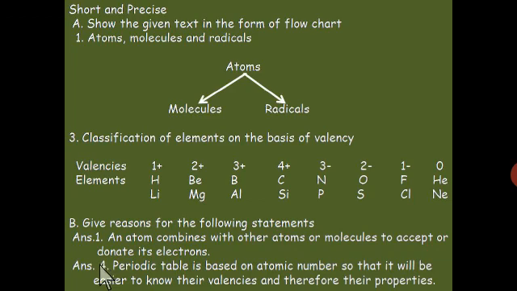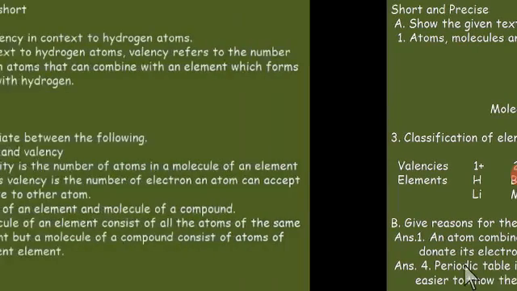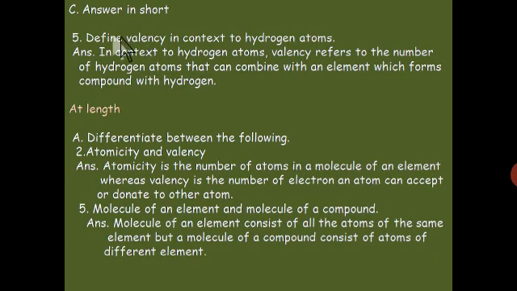Question number 4 is a little tough, so we will see that. Periodic table is based on atomic number, so that it will be easier to know their valencies, therefore we can know the elements' properties. Now come to the next question, answer in short. Question number 5 is difficult, all others are easy, you can solve them yourself. Let us see question number 5.